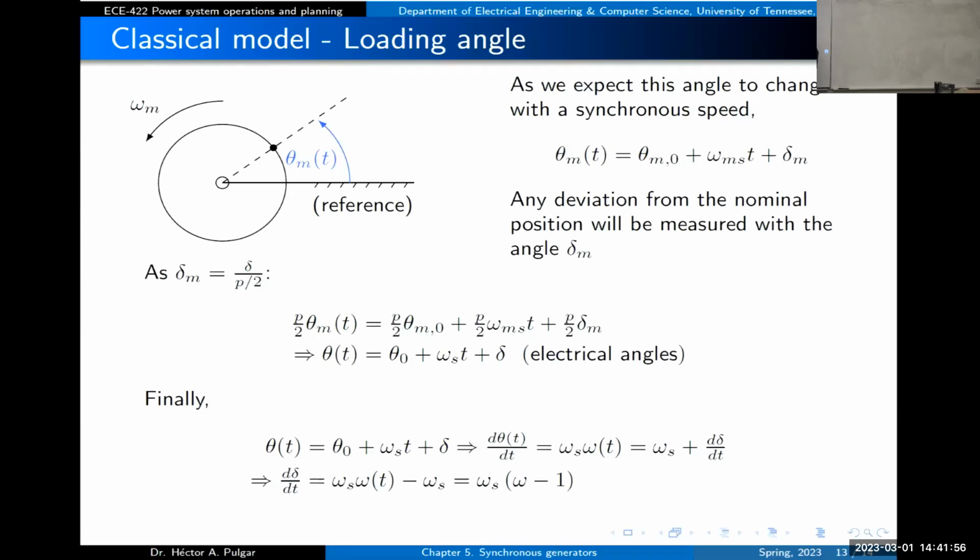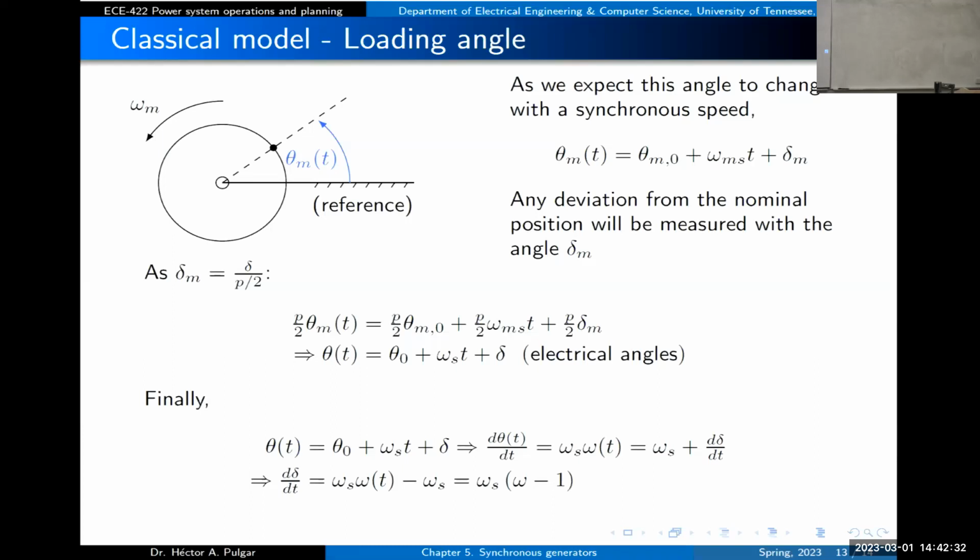But what happens if we don't have that? What happens if the machine is subject to disturbance? And that will occur in the system. Then that angle will deviate from that nominal position that we should have. And what is that deviation? Delta: mechanical angle delta, delta m. That's going to be what we will call later the loading angle. From the mechanical point of view, that's delta m.